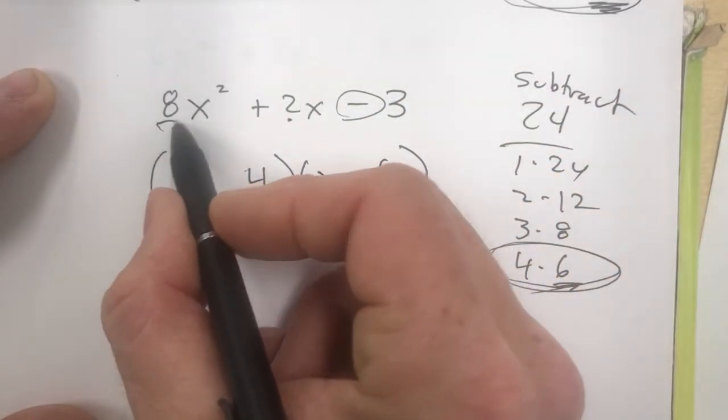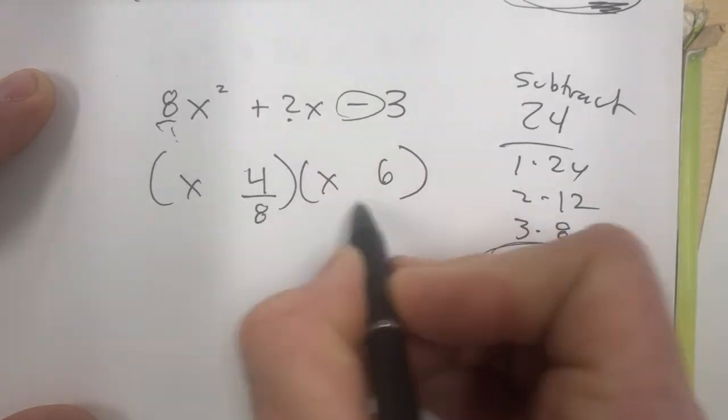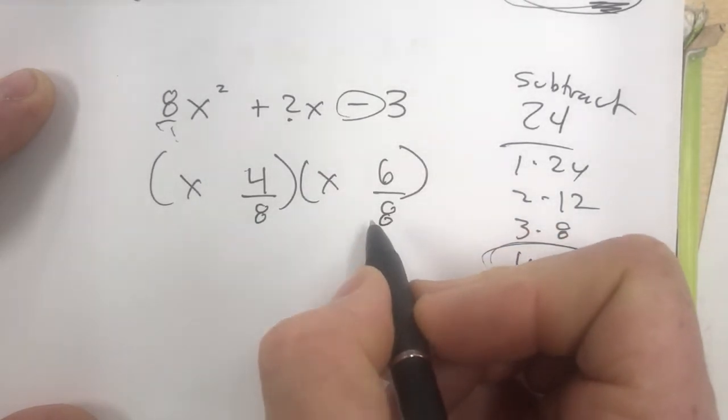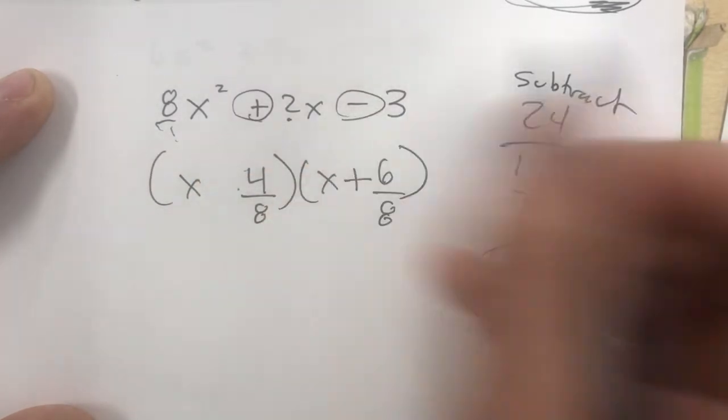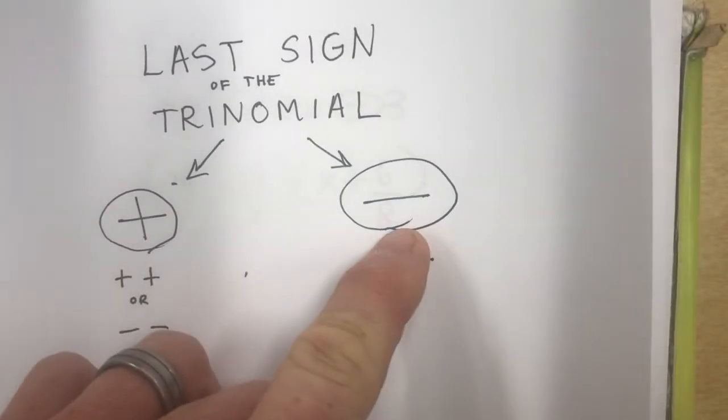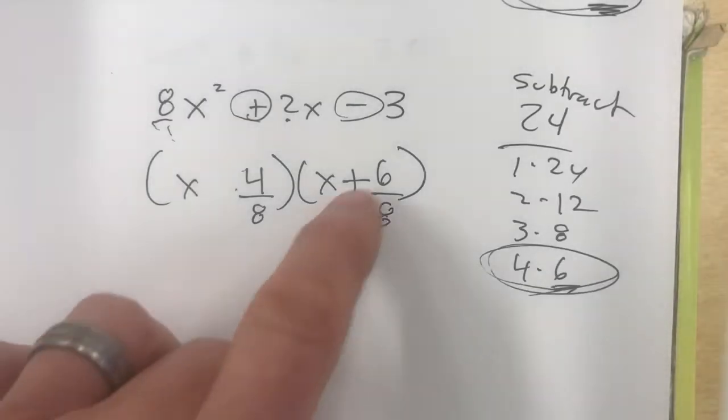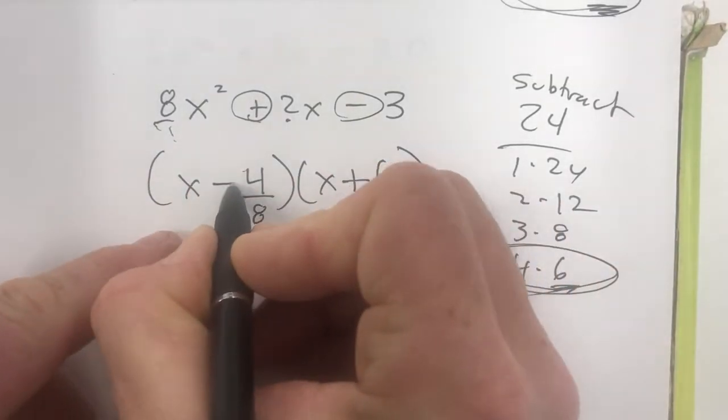All right, well, I got this 8 in front, so both of these are divided by 8. Okay, now this goes to the big one, which is over here. And my last sign, again, my last sign's a negative on this one, so I got to have a positive and a negative. Already got a positive, so this one over here is going to have to be a negative.